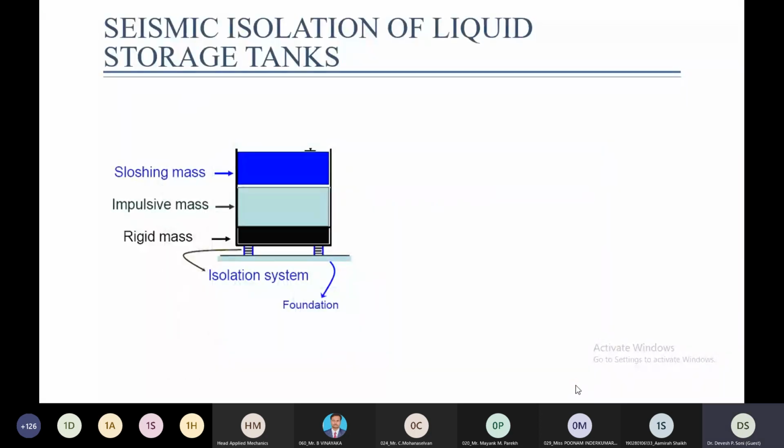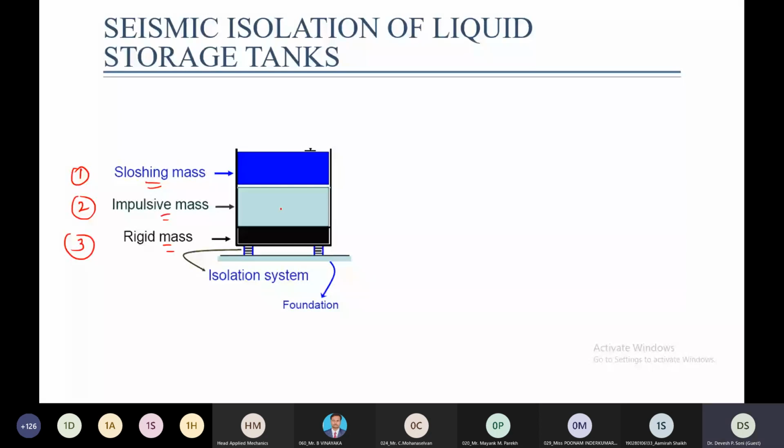Further, seismic isolation can also be used for liquid storage tanks. We all know that for performing the dynamic analysis, the liquid inside the tank can be divided into three parts, called sloshing or convective mass, impulsive mass and rigid mass, when the flexibility of the tank wall is taken into account. If the tank walls are assumed rigid, then the liquid inside can be modeled by two components only, that is sloshing and impulsive, as we do as per our IS 1893. But when we take the flexibility of the tank wall into account, it is modeled as three components: sloshing, impulsive and rigid.